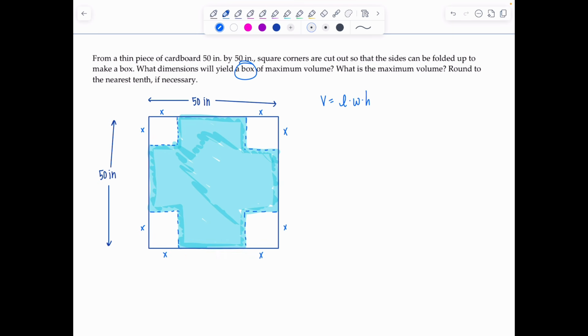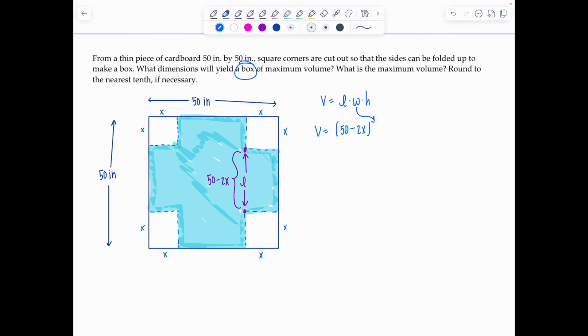Okay, so I'm trying to figure out the volume. Now, what would be the length of this box? The length would be this side here, right? Because you got to imagine this all gets folded up. So this is the length from here to here. How much is that? Well, originally this whole side was 50 and then minus an x minus an x. So that side is 50 minus 2x. So length is 50 minus 2x.